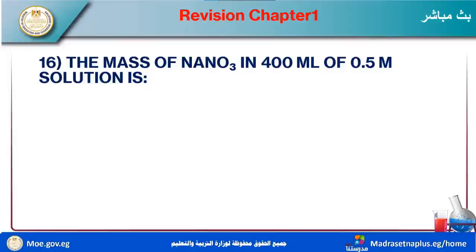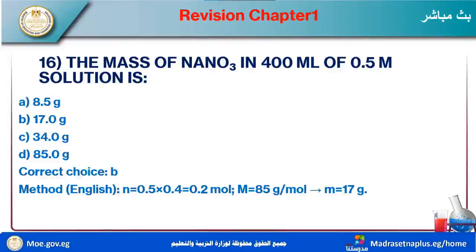The mass of NaNO3 in 400 milliliters of 0.5 molar solution is. Now you must know the method. 0.5 molar is the concentration, multiply by 400 over 1000. Why? We need this volume in liters. 0.5 times 0.4 equals 0.2 moles.